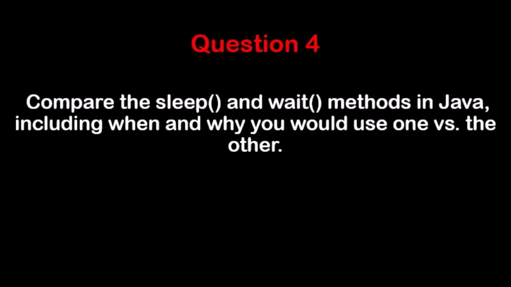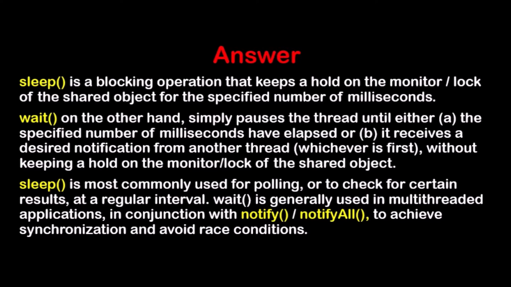Question number 4. Compare the sleep and wait methods in Java, including when and why you would use one versus the other. Answer. Sleep is a blocking operation that keeps a hold on the monitor lock of the shared object for the specified number of milliseconds. Wait, on the other hand, simply pauses the thread until either A. the specified number of milliseconds have elapsed, or B.